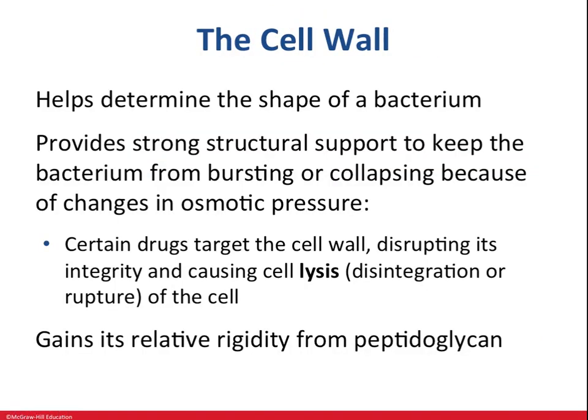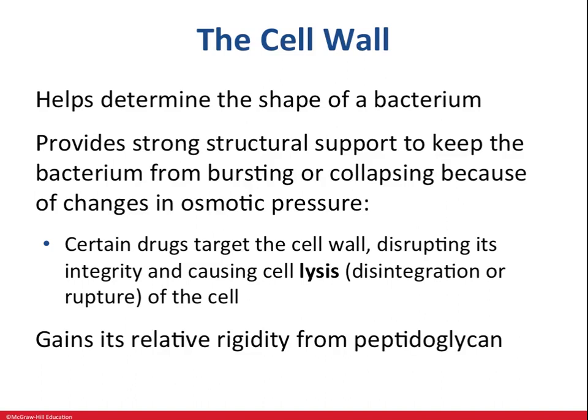So the cell wall can determine the shape of the bacterium, because this is a very rigid material. It provides a strong structural support to keep the bacterium from bursting or collapsing due to the osmotic pressure.